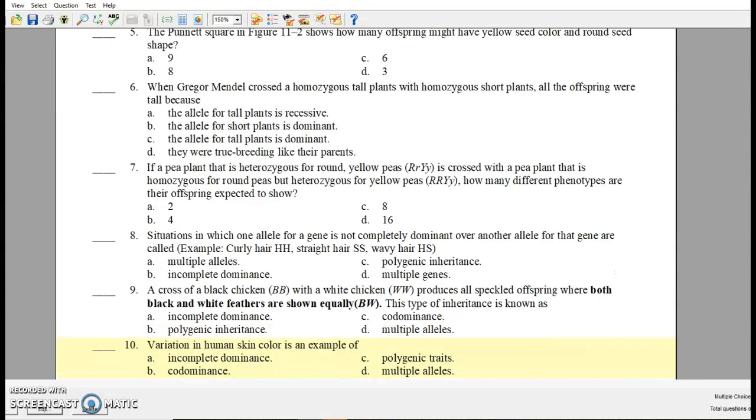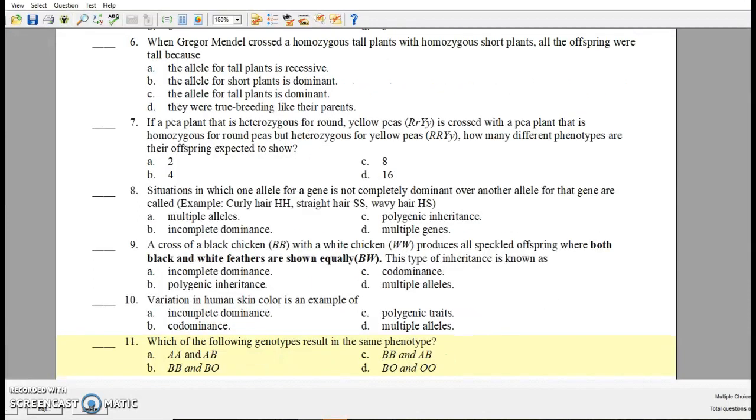Variation in human skin color is an example of, the answer is C, polygenic traits. Anytime you have variation in skin color, height, eye color, hair color, anything where there are large amounts of variation, not just black or white, or not just tall or short, or blue or brown eyes, it is usually polygenic, which means multiple genes adding up to give that particular trait.